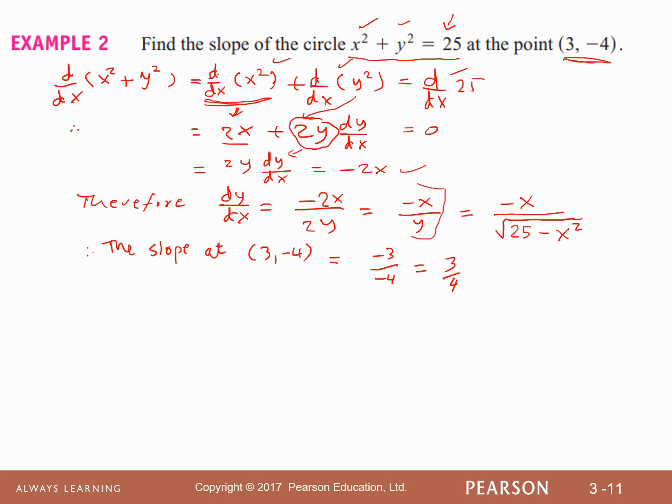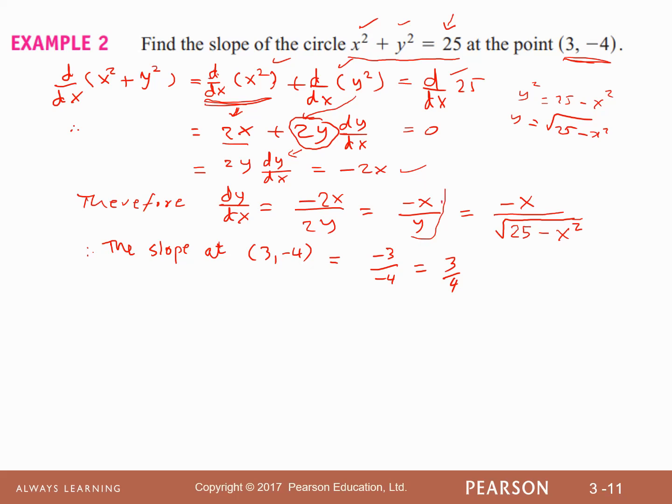You can stop right here if you want to do the derivative without solving for y. But if you want to solve for y, then you have to figure it out from here, right? You put y squared equal to 25 minus x squared, right? Then y will be equal to the square root of 25 minus x squared. If you want to solve, then plug it in here, correct? Got it, Shabab?